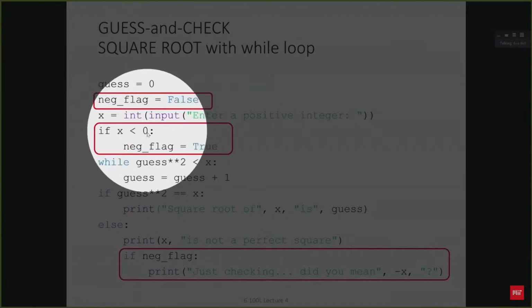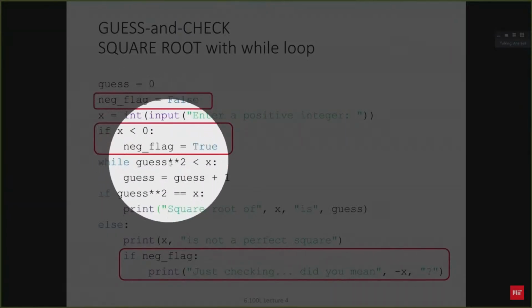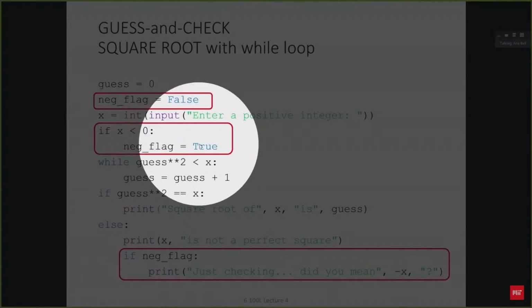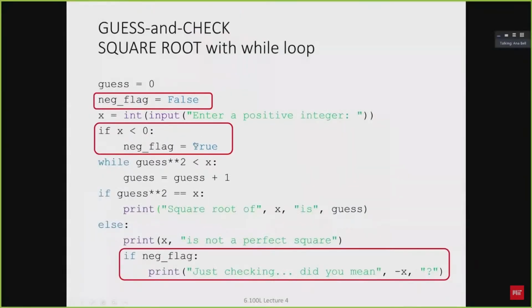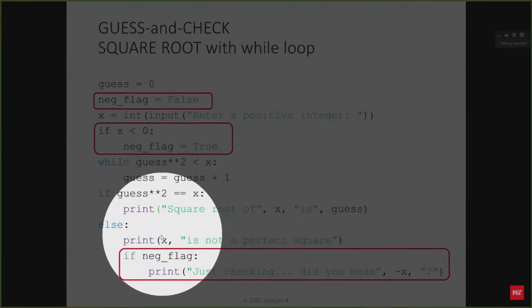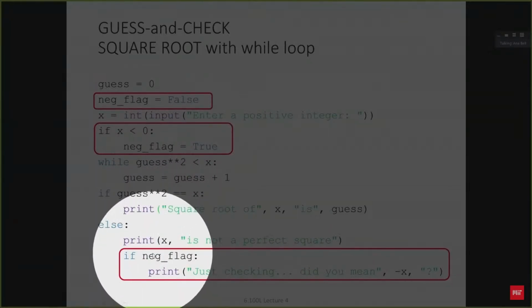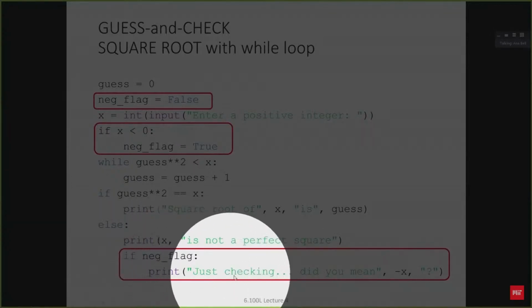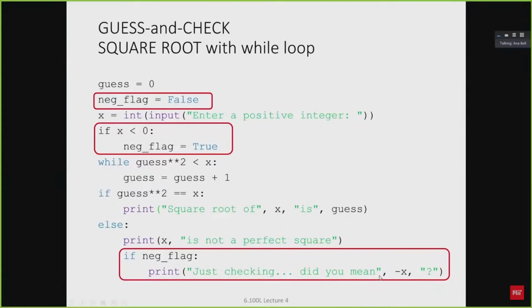We get input from the user, and then we check if the user gave us a negative number. So if x is less than 0, then we're going to change the value of this flag, neg flag equals true. Right? So we're changing the value from false to true. And then the rest of it is the same as what we had 2 slides ago, except that at the end, we're going to check to see if the user actually gave us a negative number. We can check with them, did you actually mean the positive version of that number or something like that?